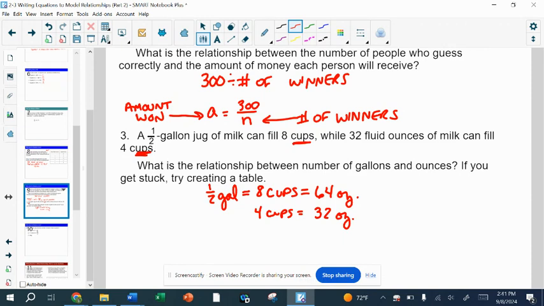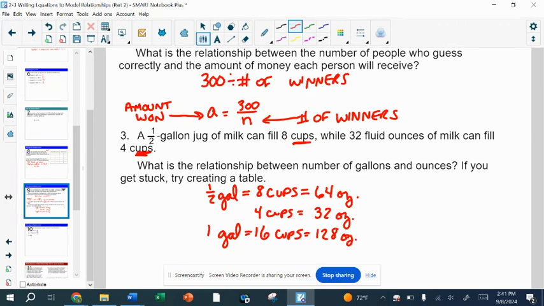I don't necessarily care about the fact that that's half as much, which would be a quarter of a gallon or a quart of milk, but I can see that everything got cut in half. If I want to know for 1 full gallon, well, this was only a half a gallon, right? If I wanted 1 full gallon, it'd be twice as much as this one, which would be 16 cups. And it would be twice as much as this, which would be 128 ounces.